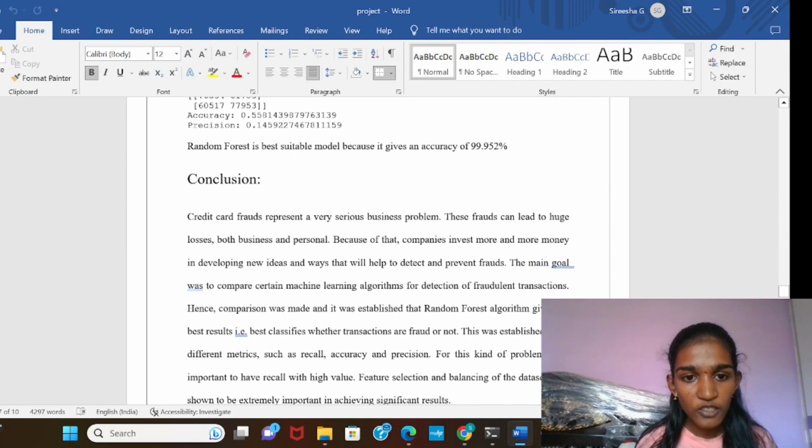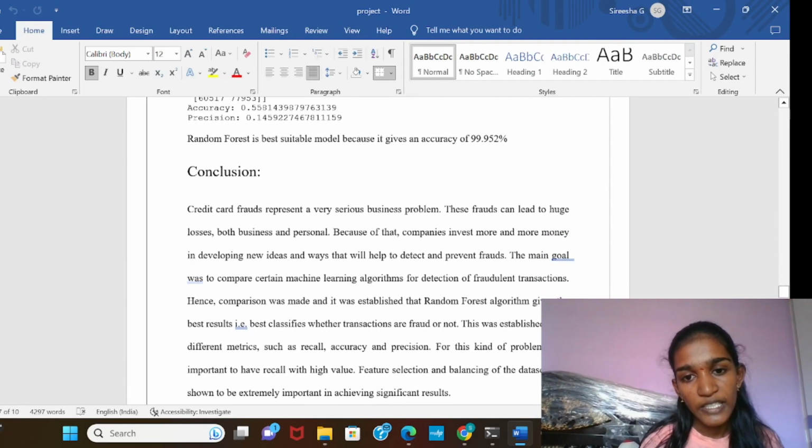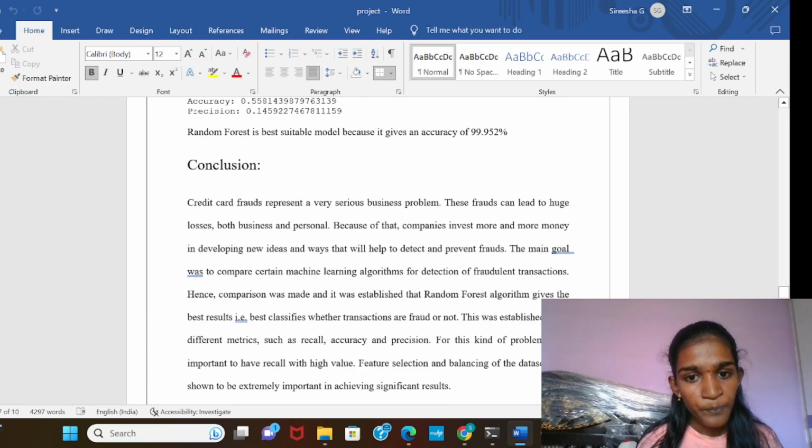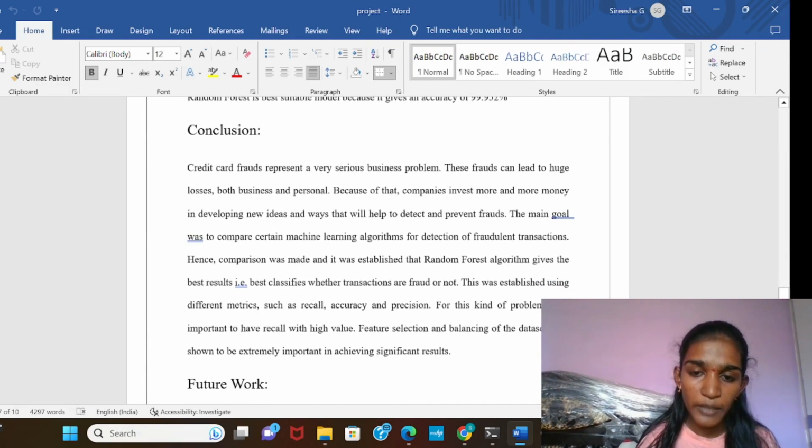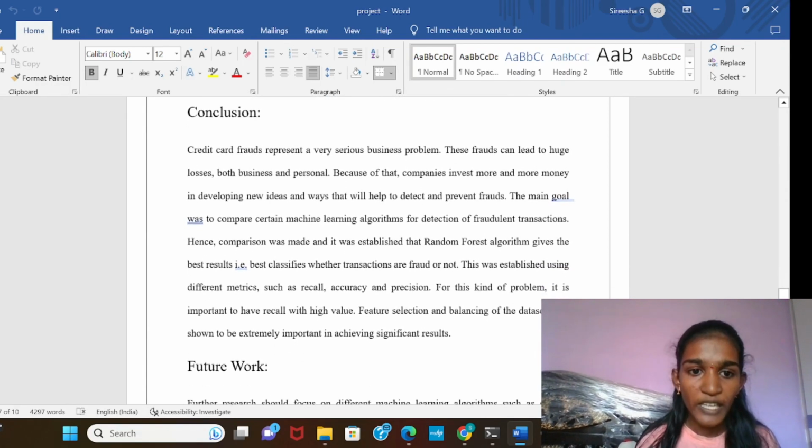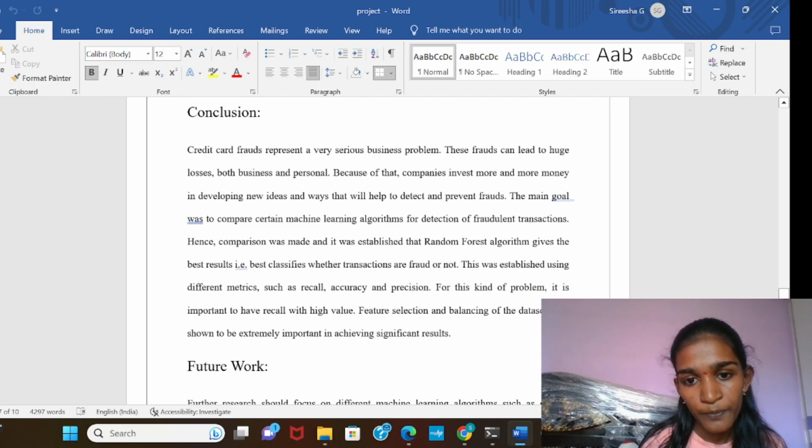Coming to the conclusion, credit card frauds represent a very serious business problem. These frauds can lead to huge losses, both business and personal. Because of that, companies invest more and more money in developing new ideas and ways that will detect and prevent frauds. The main goal was to compare certain machine learning algorithms for detection of fraudulent transactions. Hence, a comparison was made and it was established that the random forest algorithm gives the best results, that is, the best classifier of whether a transaction is fraud or not. This was established using different metrics such as recall, accuracy, and precision.